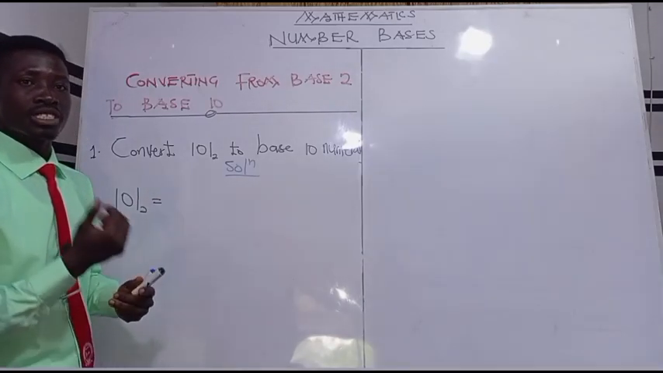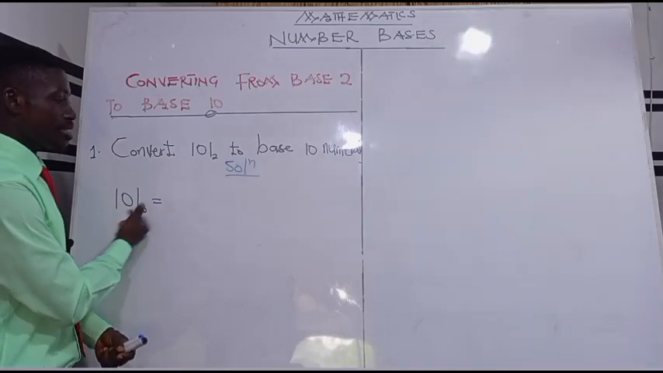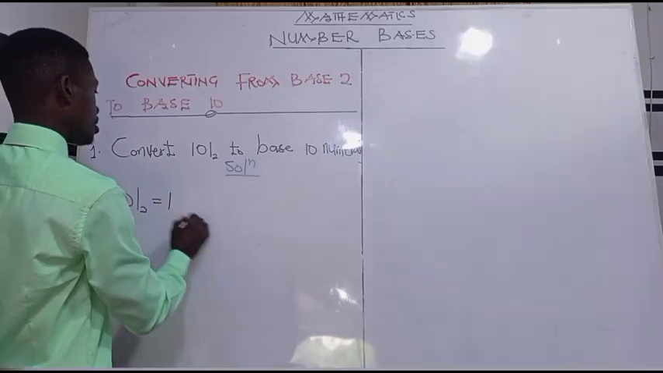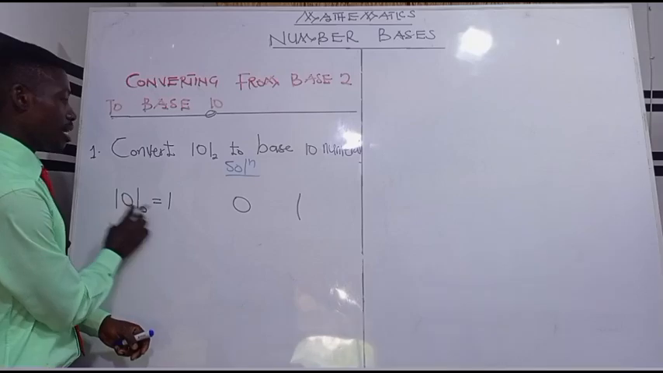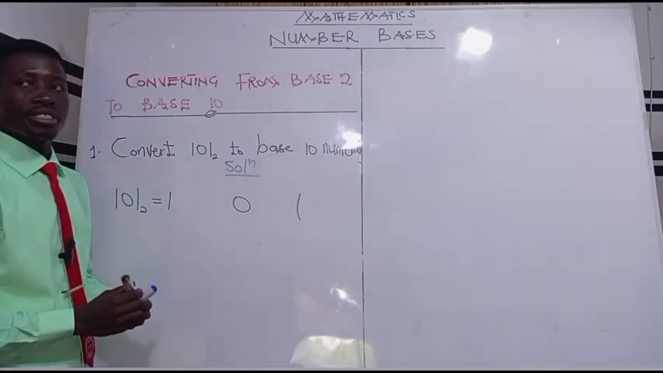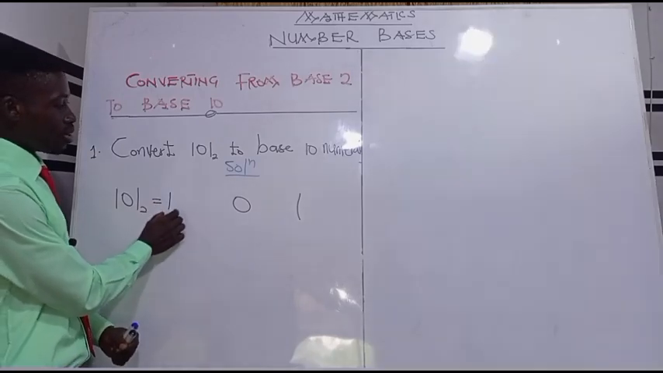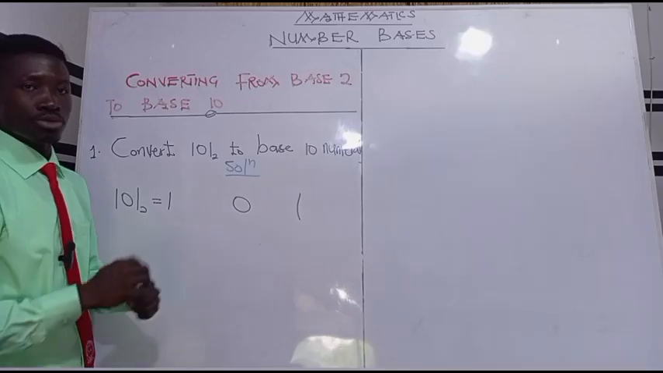Now what we are going to do is write this number 101 as seen here in order. So this number is what I've written down here. Now the next thing that we are going to do is multiply each of these numbers by the base given, and then we sum them together.